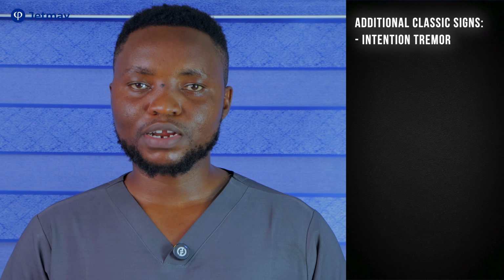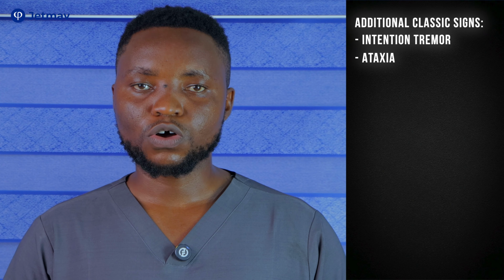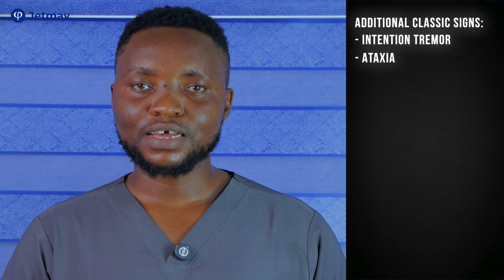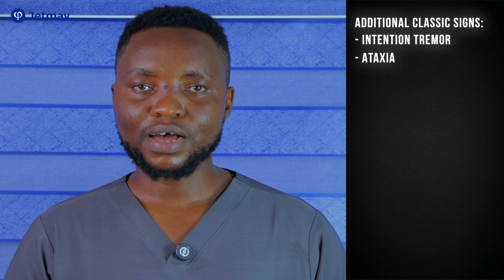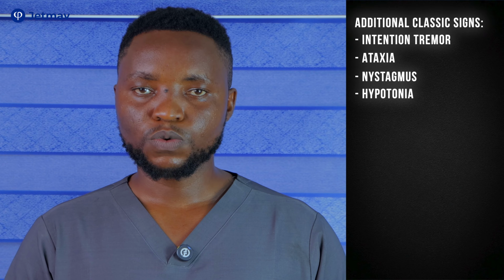Now, apart from all these 3Ds we mentioned, there are some additional classic signs you might see in cerebellar lesions. One of them is intention tremor. This is tremor during movement, which is worse near the target. We also have what we call ataxia, which is uncoordinated movements. It can be limb ataxia, trunk or gait ataxia. Then we also have nystagmus, which is involuntary jerky eye movements. Then we also have hypotonia, which is reduced muscle tone.